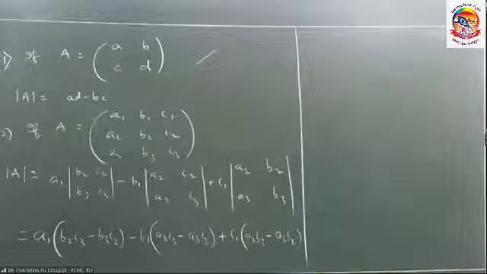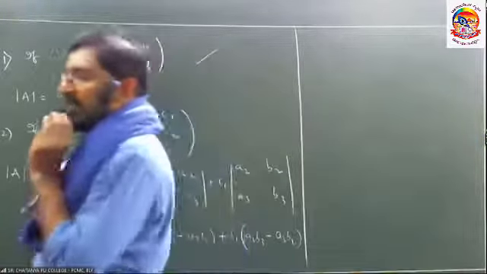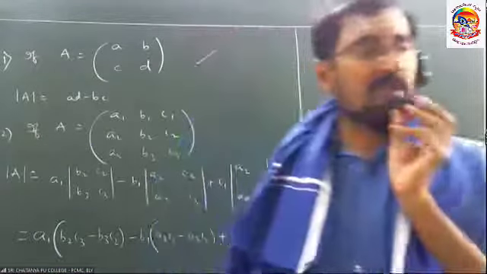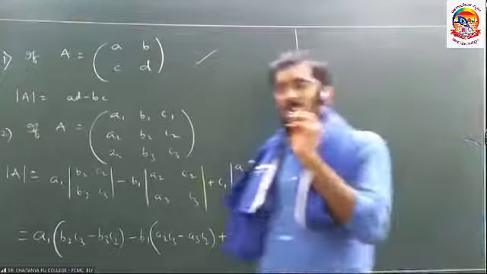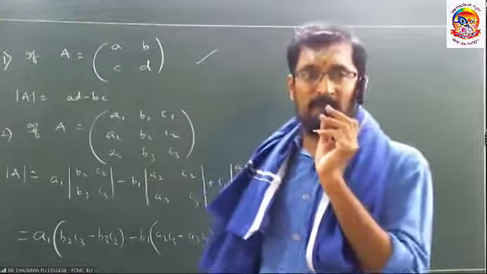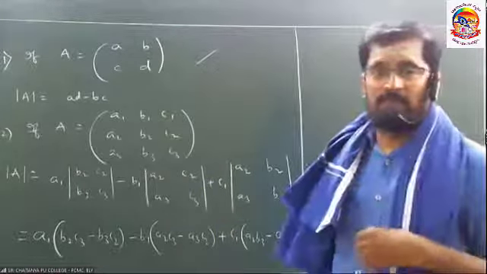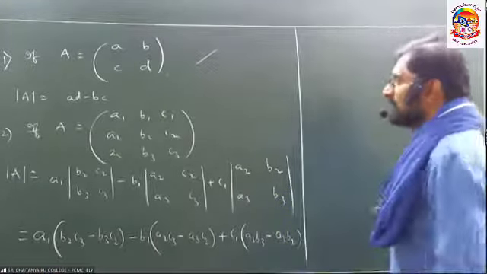Now I have seen the chat box. What is the shortcut method to find the determinant? There is no shortcut method. Of course, shortcut methods are used by using properties. In the next exercise, you are going to get the shortcut method for 3 by 3. It seems to be very big, but you will become habituated to this one. Don't worry.